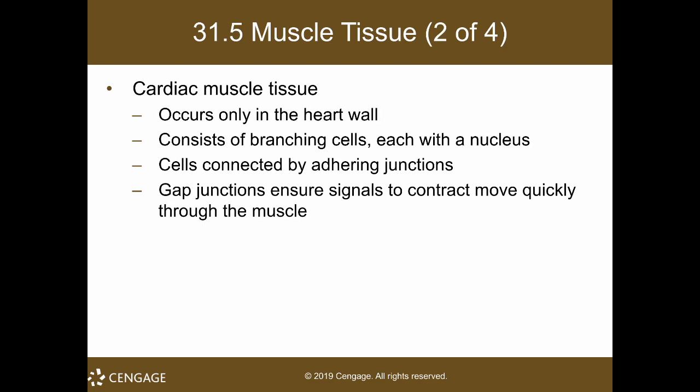So cardiac muscle tissue, they occur only in the heart walls. They consist of branching cells, each with a nucleus. So these cells are connected by adhering junctions and also gap junctions. So this is especially important in the cardiac muscle tissue because they ensure signals so that the cells in the heart contract collectively. So they contract in a certain systematic manner in order to function properly. So the gap junction ensures that the signals are properly distributed and can move quickly through the muscles.